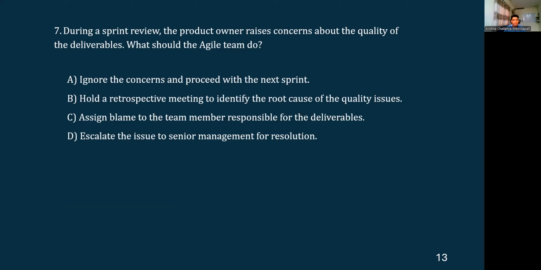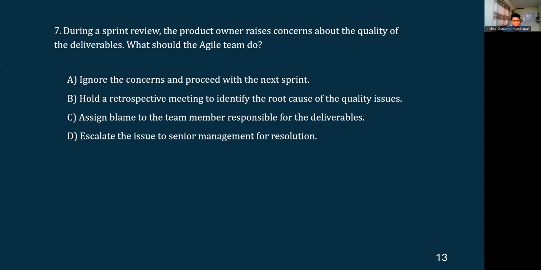Let's see what the options are. First, ignore the concerns and proceed with the next sprint. Again, like we have seen in the previous questions, the product owner is the face of the customer for the team. The product owner lists down all the requirements from the customer's point of view and is always talking about any product feature or quality feature from the customer's point of view. So it cannot be ignored at all. So this option can be eliminated.